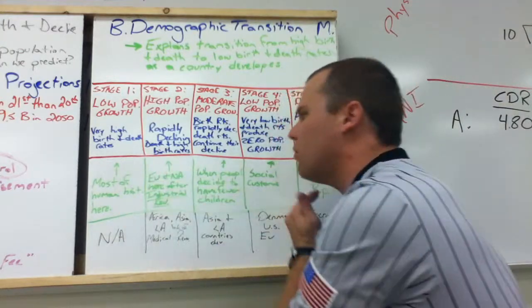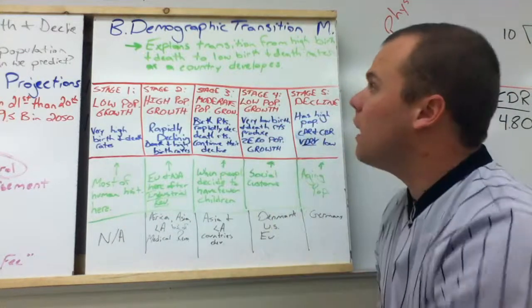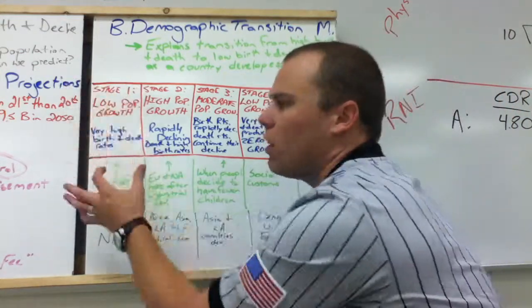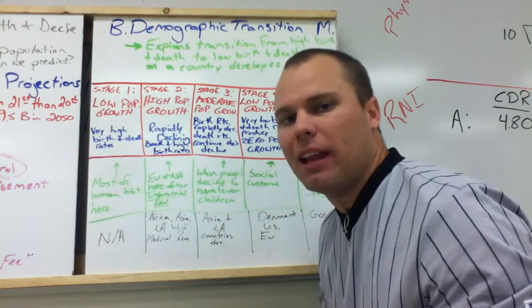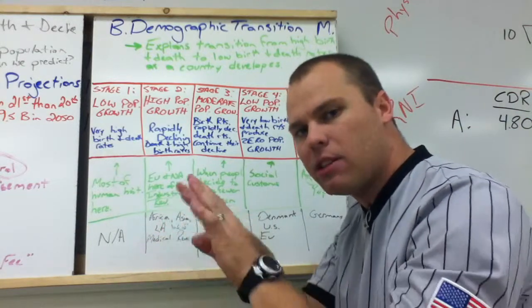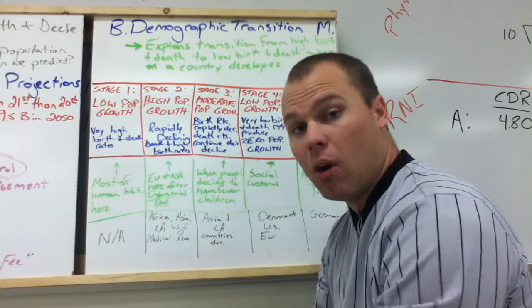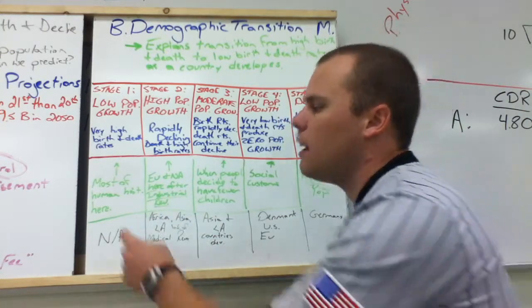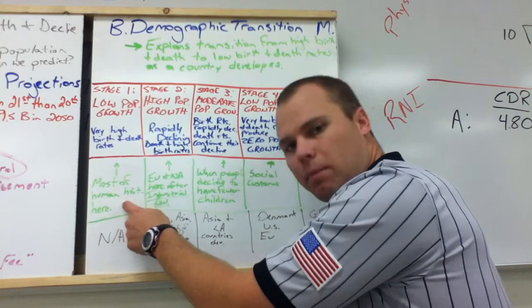So as a country is developing, we're looking at the transition that the demographics are going through. In stage 1 of that transition, you have a very low population growth. You have very high birth rates, but also very high death rates, which keeps the population low. So a lot of people are dying and a lot of people are being born, so that population stays steady. Most of human history is here.